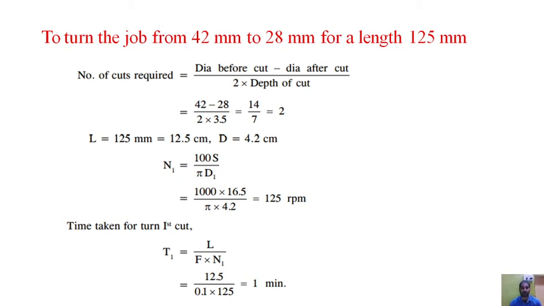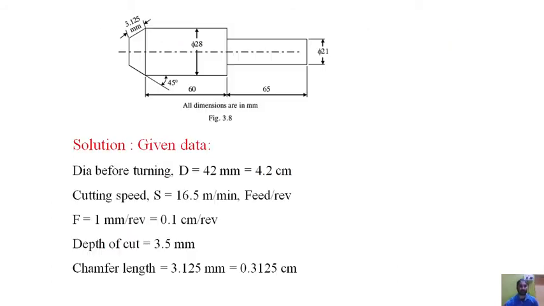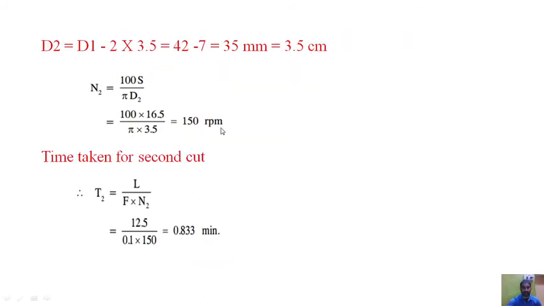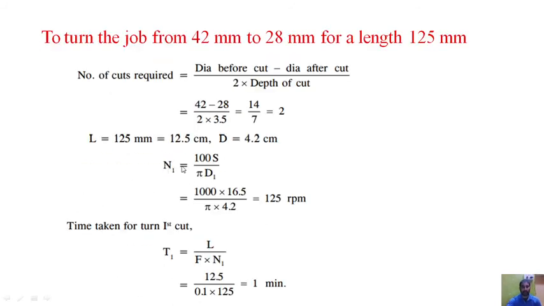So here every time the RPM will change because the diameter will change. That is very important. The length will be 125 mm, because you have to cover all this length for reducing to 28. So N1 equals 1000 S by pi d1. Initially the given raw material is size 42 mm, so initially you take the diameter as 42. So the RPM for the first cut will be 125 RPM. Time taken for the first cut, T1, equals L divided by F into N.